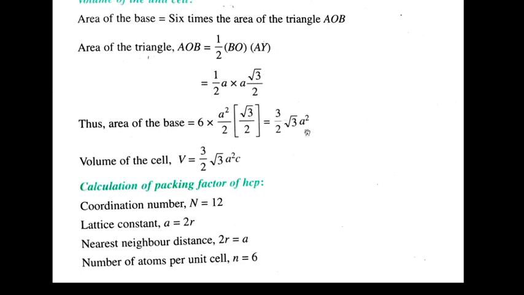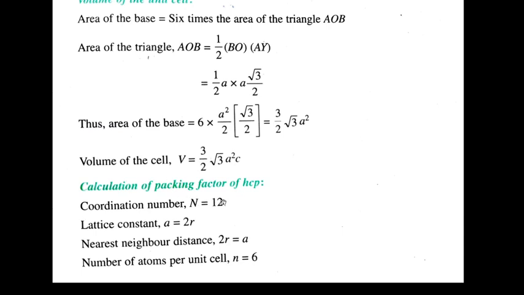So, the area of the base is 6 multiplied by the above parameter. That would be the total area of my base, and this base area, 3 by 2 root 3 a square, is multiplied by c, the height of your hexagonal benzene ring, from one benzene ring to the another benzene ring. So, that would be c. That would be the height of my total benzene ring, the volume of the unit cell. So, volume of the cell would be this one.